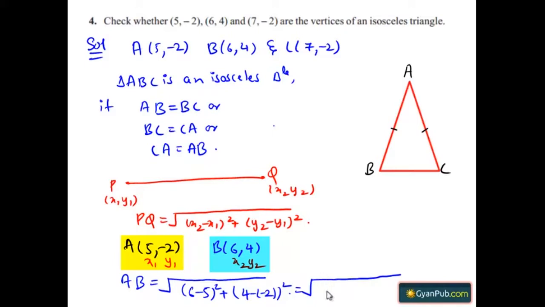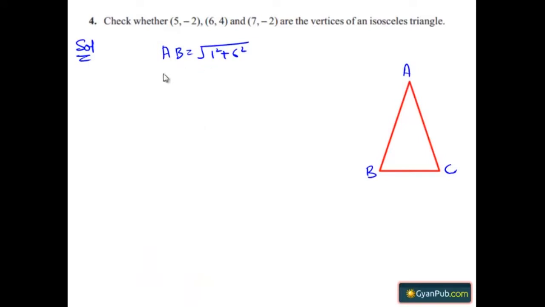6 minus 5 is 1, so 1 square, plus 4 minus of minus 2 is 4 plus 2, which is 6, so 6 square. So AB equals under root of 1 square is 1 plus 6 square is 36. So AB equals under root of 1 plus 36 is 37. Hence, we got the length AB as root 37 units.